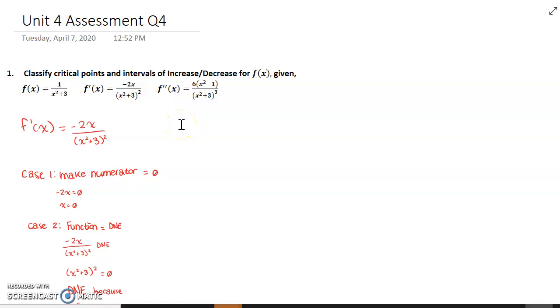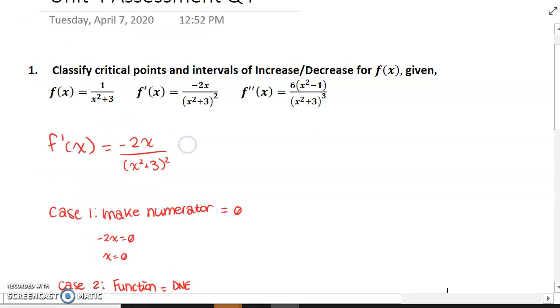Alright, so lastly, for my final question for the Unit 4 assessment, I received a question stating to classify critical points and intervals of increase and decrease for f of x, given three equations: f of x, f prime of x, and f second prime of x.